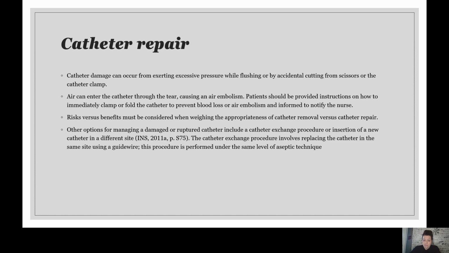recommendations. Consult your facility protocol, and always keep infection control at the forefront of what you're doing, and you'll be fine. That's it for this lecture.